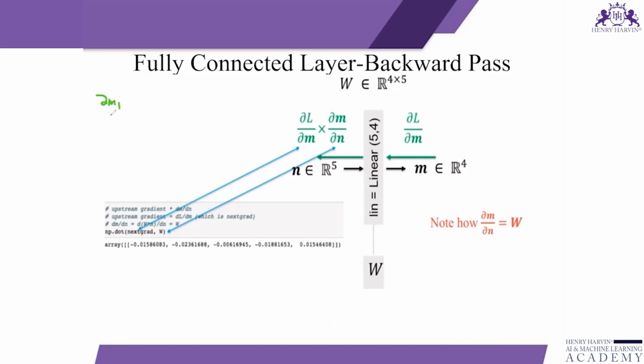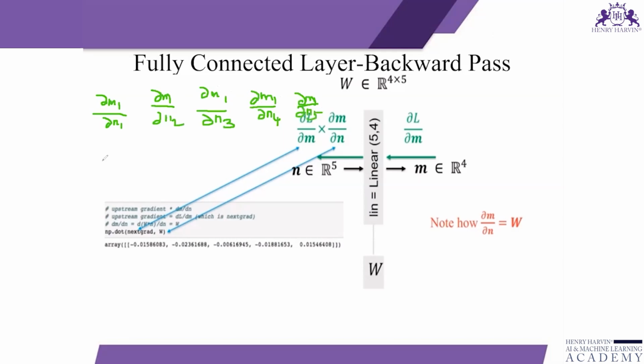So what I'm saying is we get ∂m1/∂n1, ∂m1/∂n2, right? So this is also m, right? So ∂m1/∂n3, ∂m1/∂n4, ∂m1/∂n5, right?